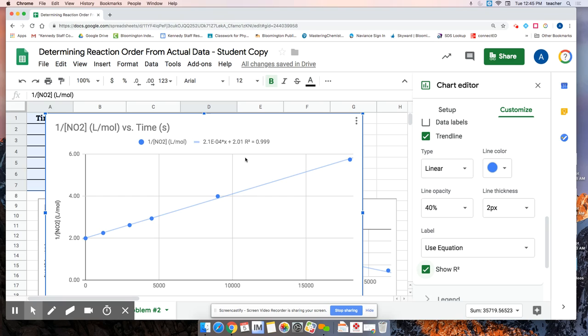Okay, next is the form of the integrated rate law. So this is straight from my notes. I'm going to find the slide for the second order, and it is going to be 1 over the concentration at a specific time is equal to K T.